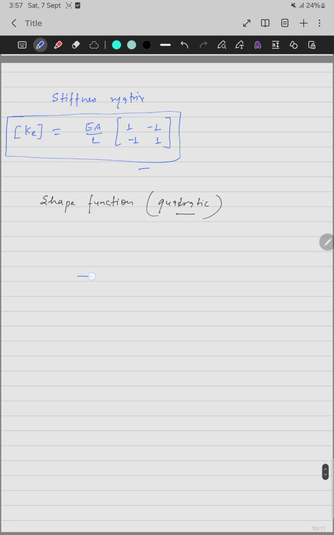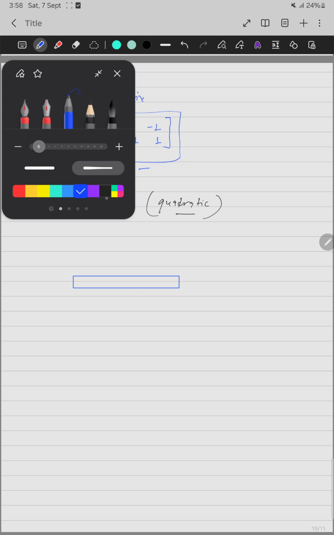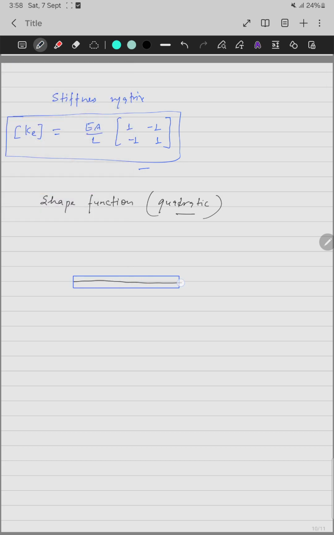Let's suppose the same bar we are taking here, and I'm just trying to draw this x-axis, and I'm saying this is the magnitude of this u, the displacement. We have one node here, one node here. I'm saying it is quadratic, so what we are doing is adding one more node in between in the same element. We have one element having 3 nodes, so we are making it quadratic.